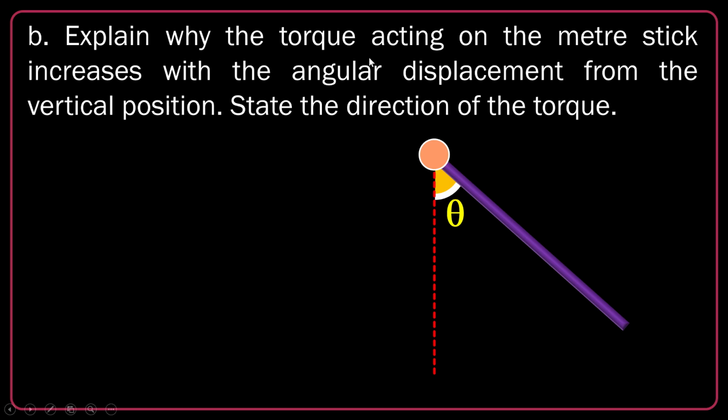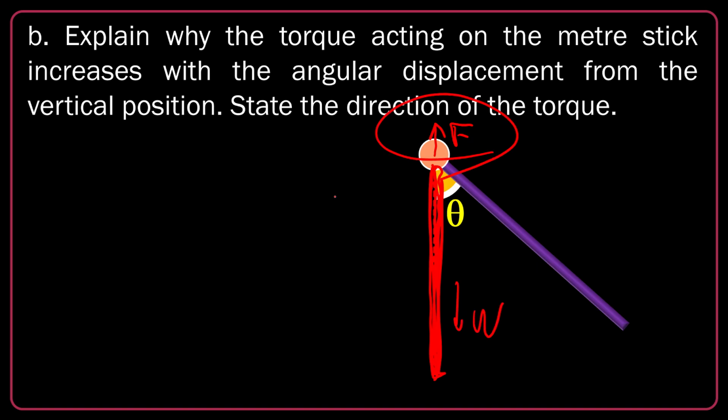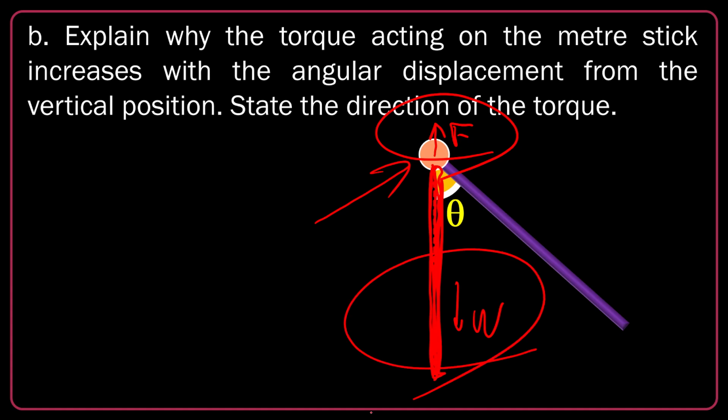Part B, explain why the torque acting on the meter stick increases with the angular displacement from the vertical position. State the direction of the torque. When the stick is vertical, there are two forces acting on that. One of them is the force due to the suspension point holding the rod, and the other is the downward force of W. This force cannot create any torque because the center of rotation is here. A force passing through that point cannot create any torque. W also, in vertical position, has no effect.